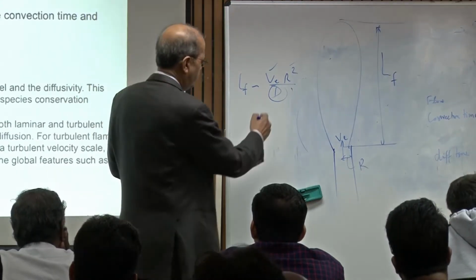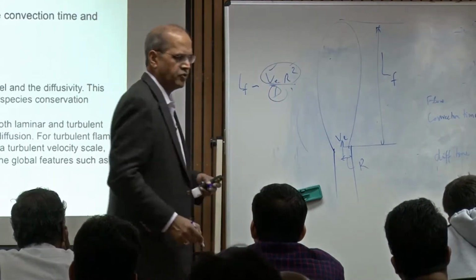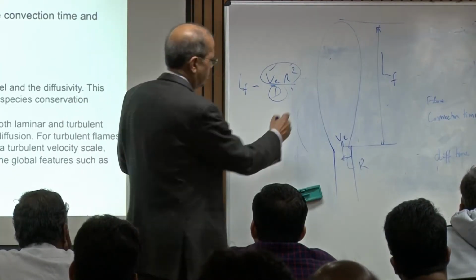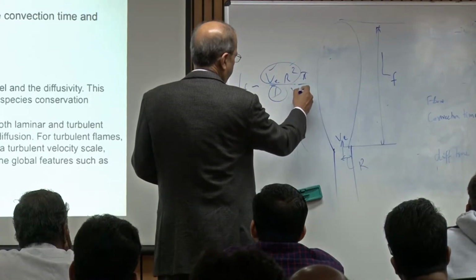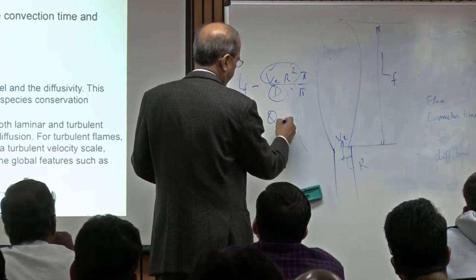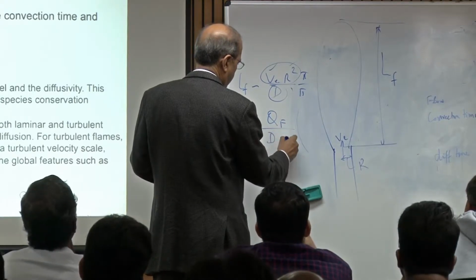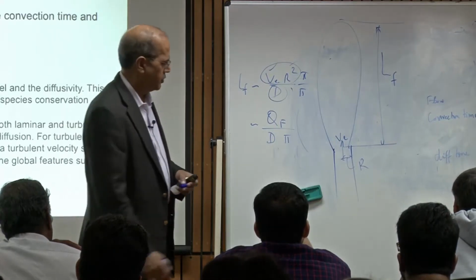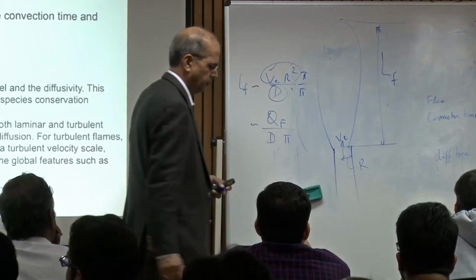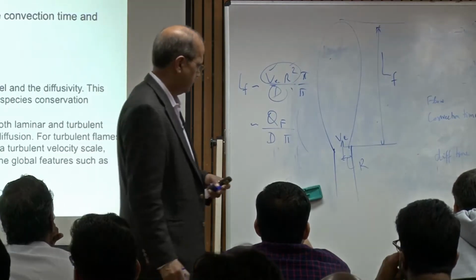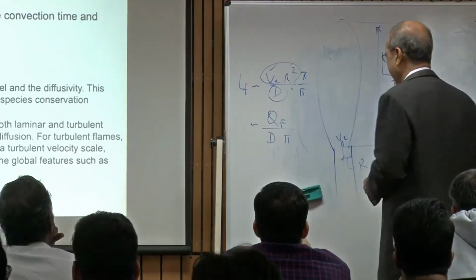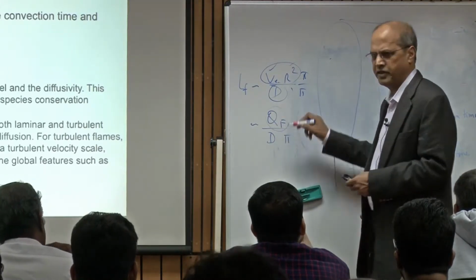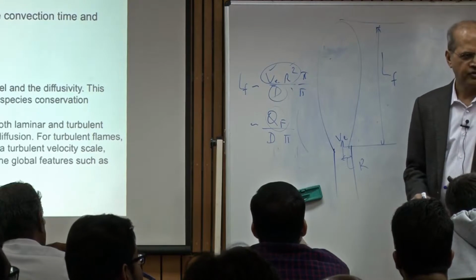Also, you can recognize what V times R squared is. That's the volume flow rate, because if I just multiply by pi and divide by pi, it becomes the volume flow rate of fuel. Basically in the fuel jet, this will represent the volume flow rate of fuel.